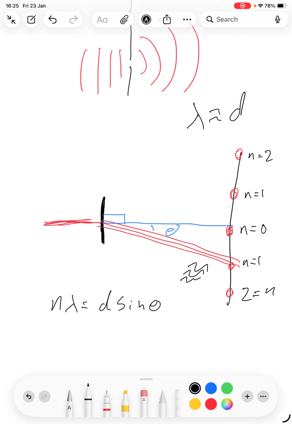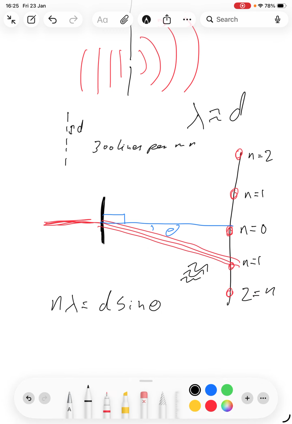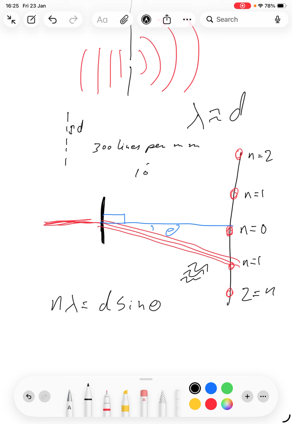The things we might need to know are how to find d and how to find the maximum value of n. So if we zoomed in, we would see many, many slits, and d is the distance between those slits. The complication is that sometimes this is expressed as, say, 300 lines per millimetre, and that's not d. So how do we find d? Well, 1 millimetre is 10 to the minus 3 metres. And if we divide that into 300 parts, because there are 300 slits, that would be how we calculate d.